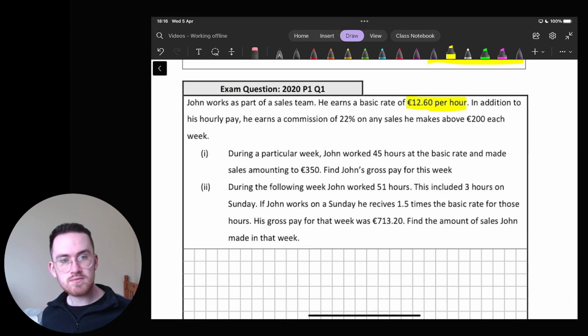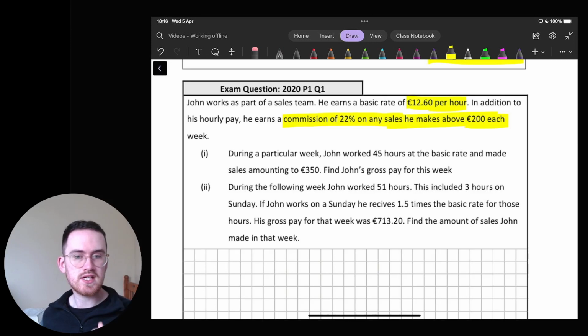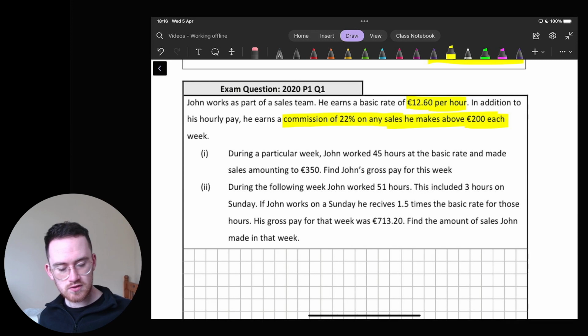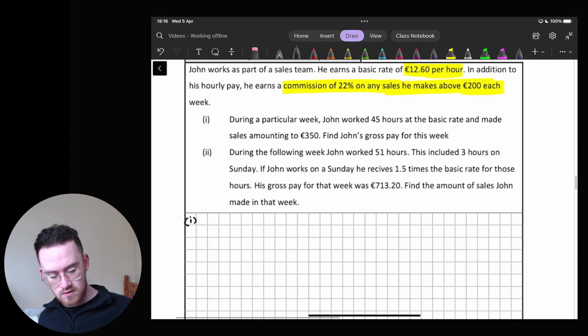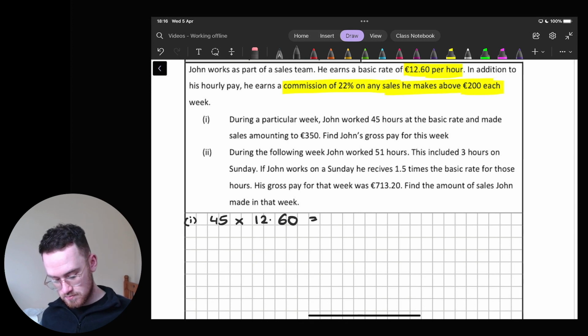In addition, he gets commission of 22% on sales above €200. So 22% on any sales he makes above 200 each week. So he's only given commission on certain sales. It's not all his sales, but anything over 200. During a particular week, he worked 45 hours and made sales amounting to €350. Find his gross pay. So first of all, 45 hours at €12.60 an hour gives him a pay of €567.